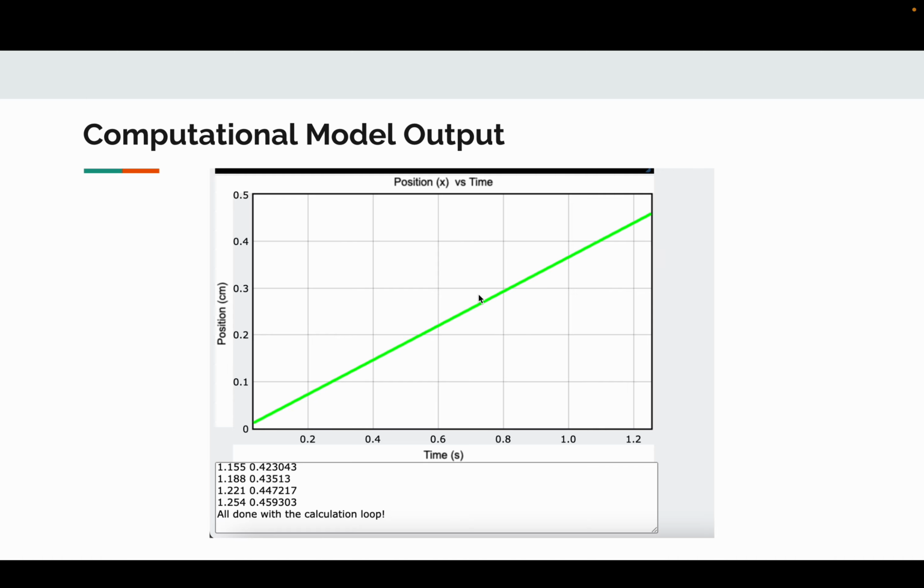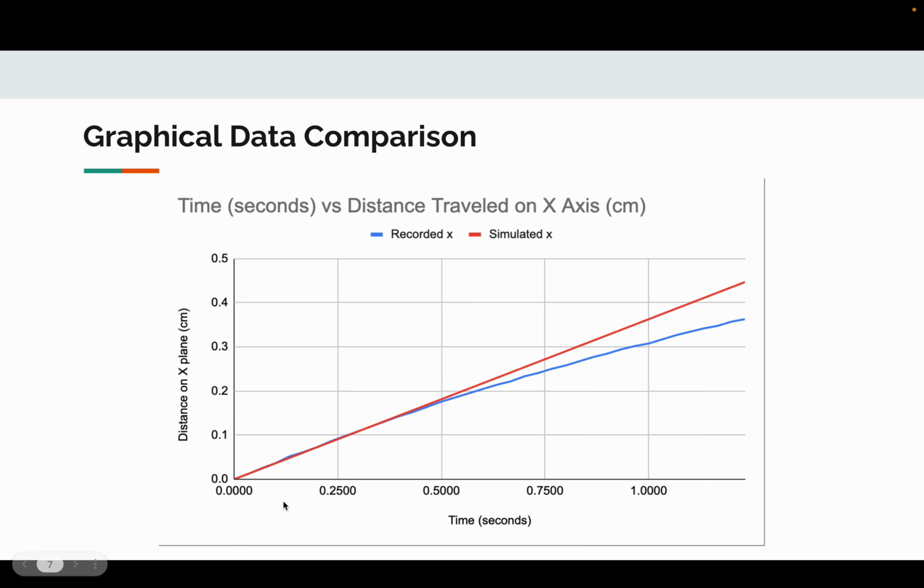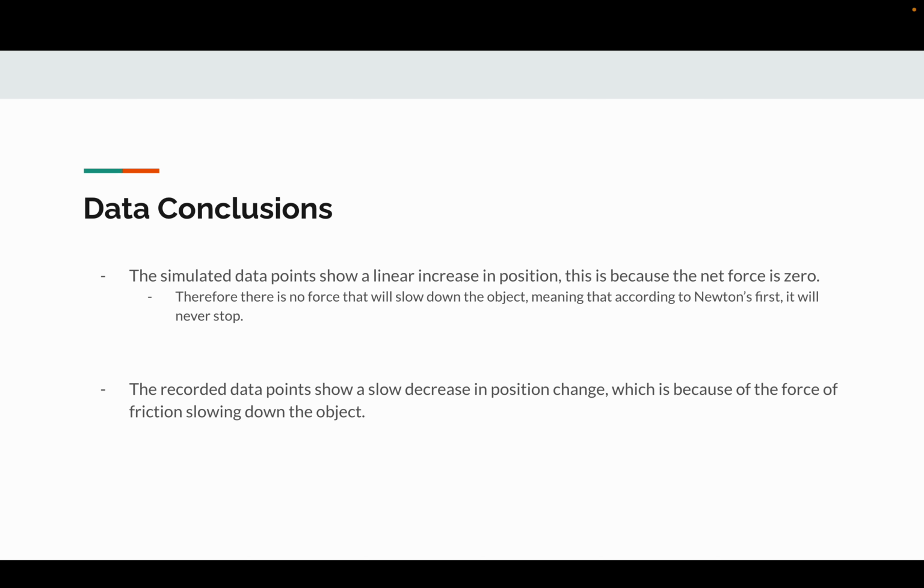So this is the output of the computational model. As you can see, this is a linear increase, and the time is printed out with the movement in centimeters. The graphical data comparison shows that the simulated data is linear while the recorded data will trail off due to the force of friction.